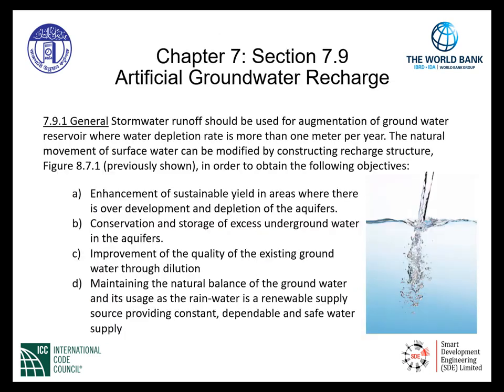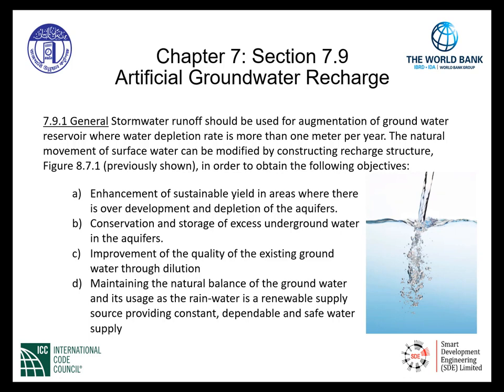Section 7.9, Artificial Groundwater Recharge. Specifically, Section 7.9.1 gives us a general requirement. Stormwater runoff shall be used for augmentation of groundwater reservoir, where water depletion rate is more than 1 meter per year. The natural movement of surface water can be modified by constructing recharge structures, figure 8.7.1 previously shown, in order to obtain the following objectives.